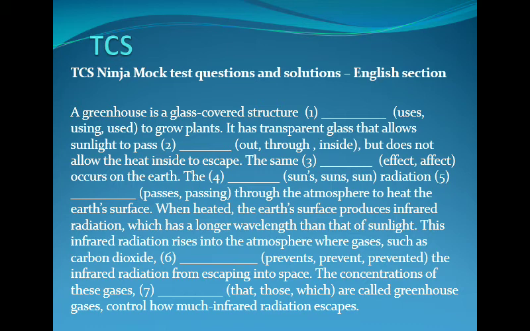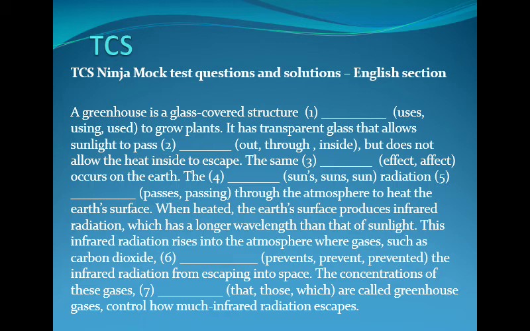Mostly related to grammar, so you need to figure out which tense to use in terms of a verb or a preposition. Let's have a look at each one of the questions. So we start out with a greenhouse is a glass covered structure. So obviously used to grow plants. So the third choice is suitable over there.